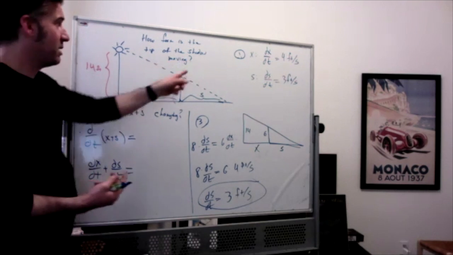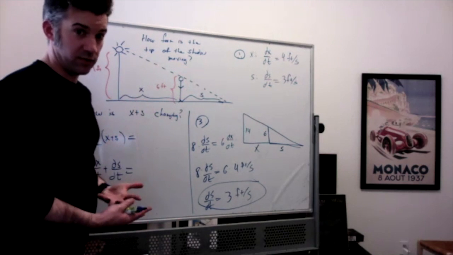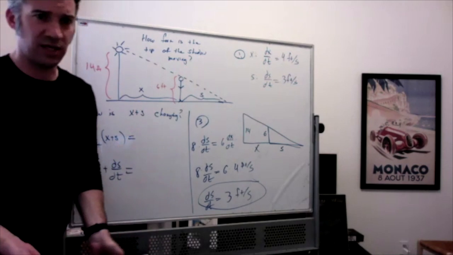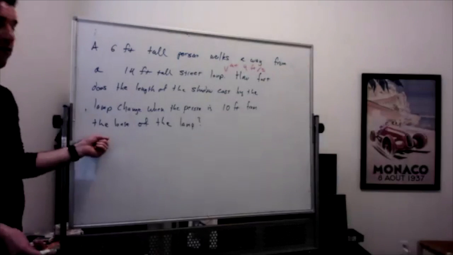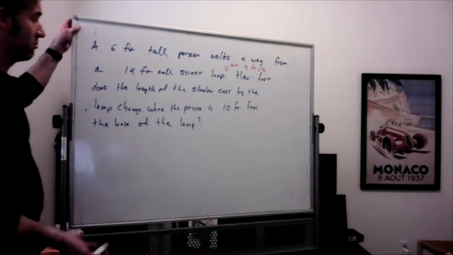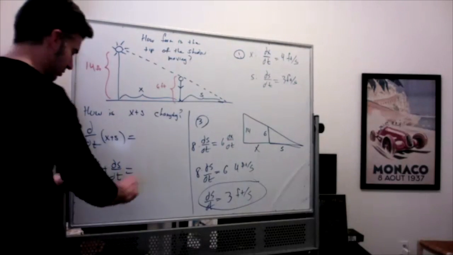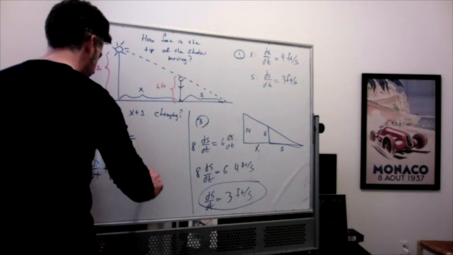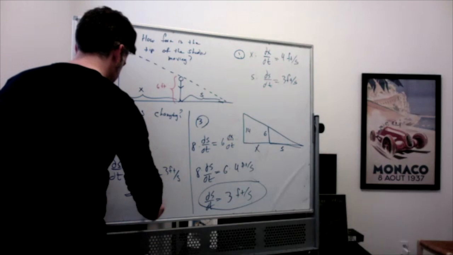So if I was to ask the problem this way, I would still answer the other question first. Meaning, if someone said, how fast is the tip of the shadow moving? I would say, well, I'm just going to answer how fast the length of the shadow is changing, and then add that to how fast I'm walking. Because that's what we get: how fast we're walking plus how fast the shadow is increasing. It's going to be 4 plus 3, which is 7.